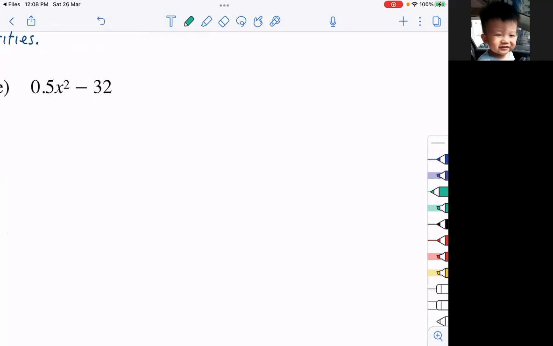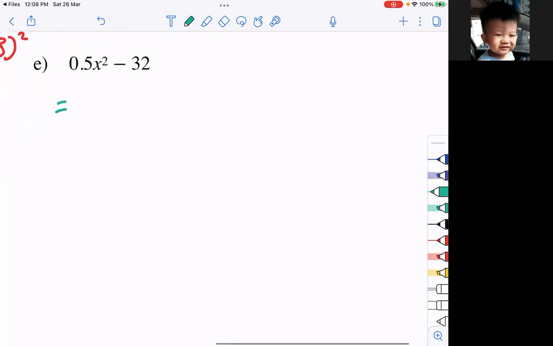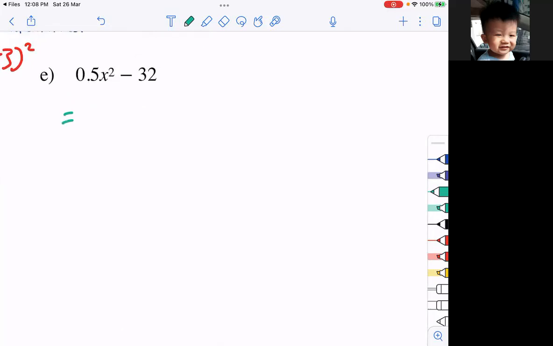I don't think we can. Right? It's very unlikely that we can. So factorize. Okay, this 0.5 is irritating. Try to factorize out 0.5. What do I have left?